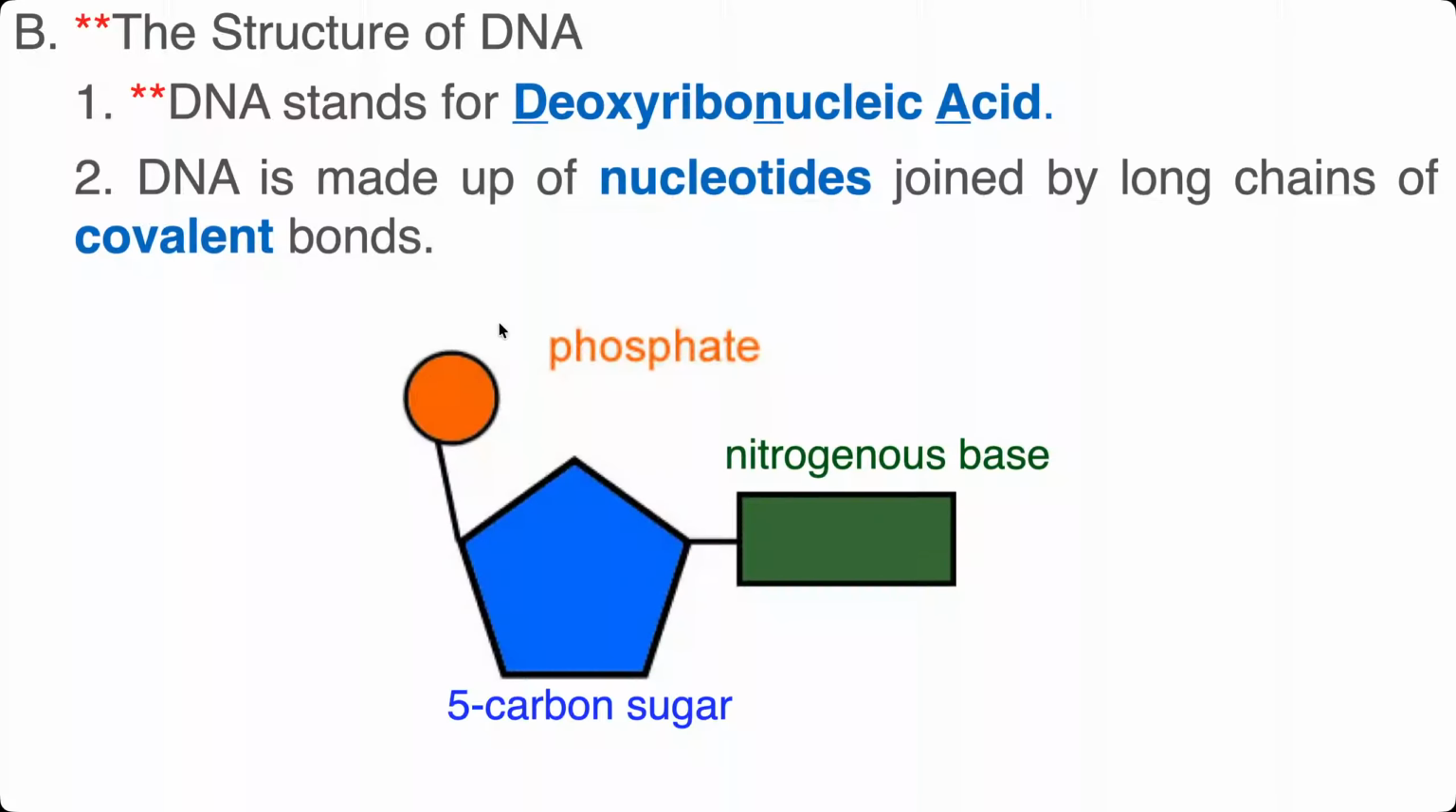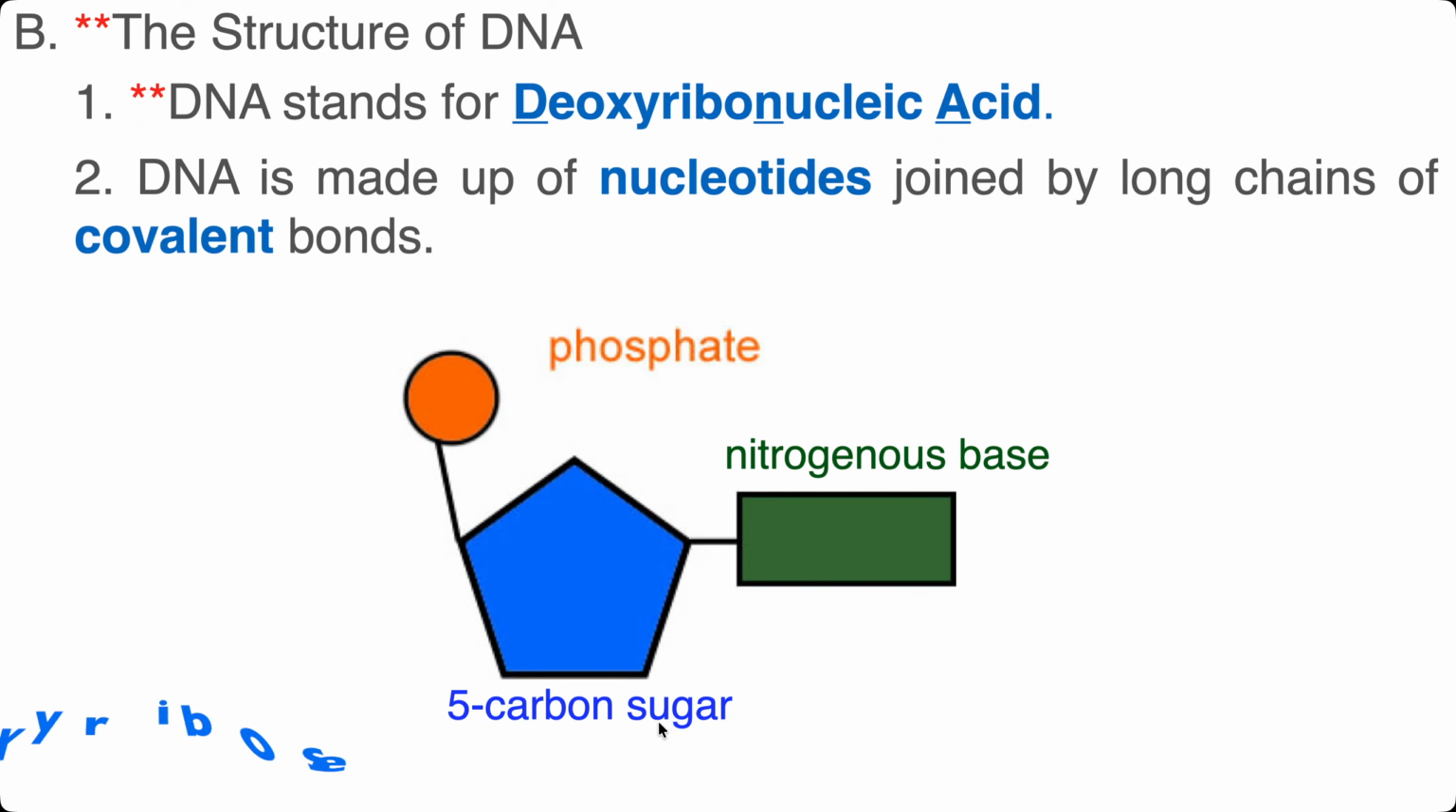So what exactly is a nucleotide? This is a diagram of a nucleotide. So make sure you draw it in your notes, you color code it, and you label it. So the phosphate is this orange bit here that kind of looks like a circle. We have a 5-carbon sugar. That's this little pentagon in blue. And then you've got this green nitrogenous base attached to it. This is what a nucleotide is.